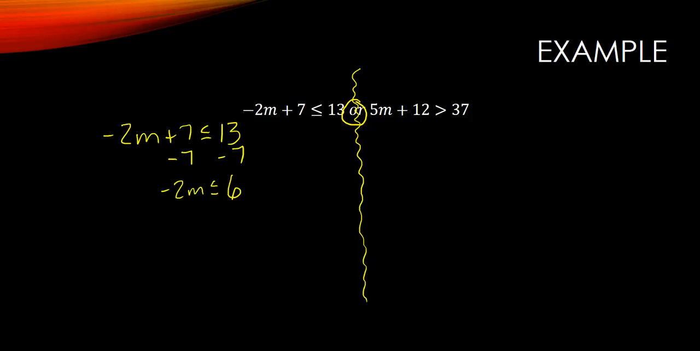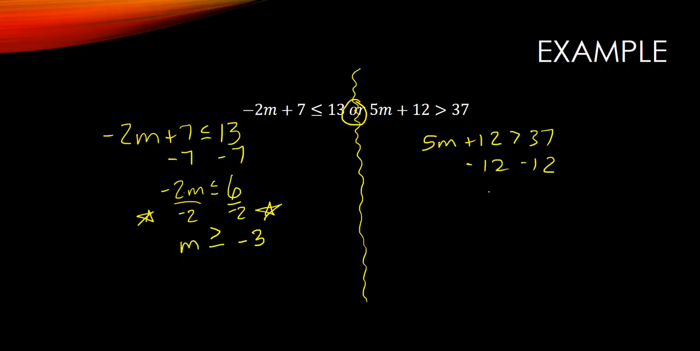13 minus 7 is 6. Next step, this is negative 2 times m, so the inverse operation is to divide by negative 2. Now this should ring a bell. When I'm dividing by negative 2, a rule should come to mind. Dividing by a negative, I need to change the inequality sign from a less than or equal to a greater than or equal to. Then we can solve this other one. 5m plus 12 is greater than 37. Subtract 12 on both sides. We would get 25. And last, divide by 5, and we have m is greater than 5.